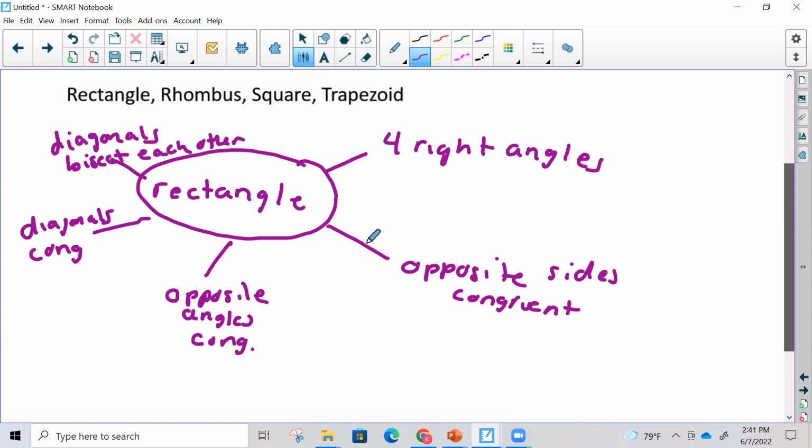Okay, so you can just do that for each one to help you review the properties of the quadrilaterals. Okay, so that's the video on the quadrilaterals. Mostly make sure you just know all the properties for them.